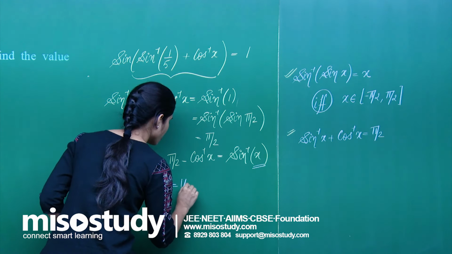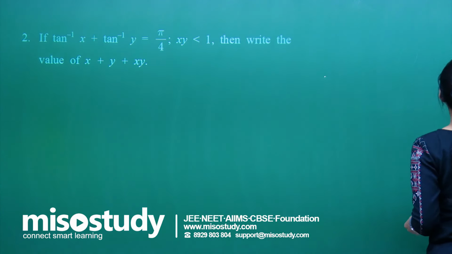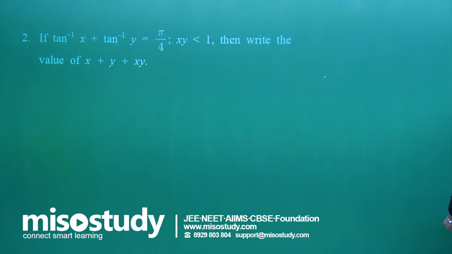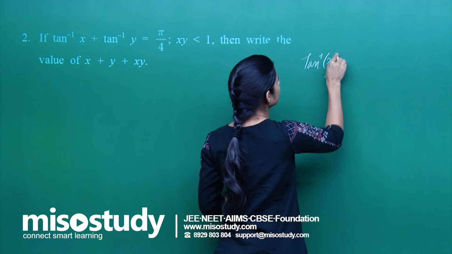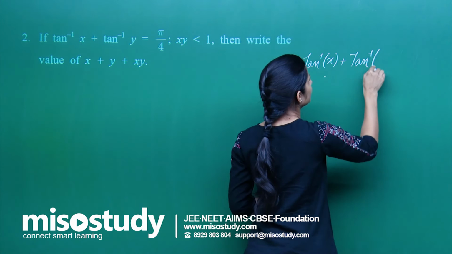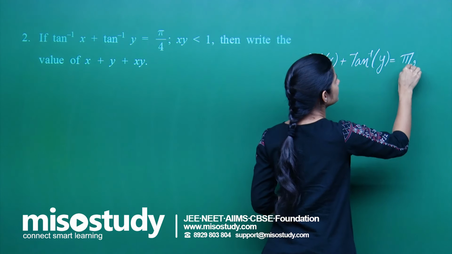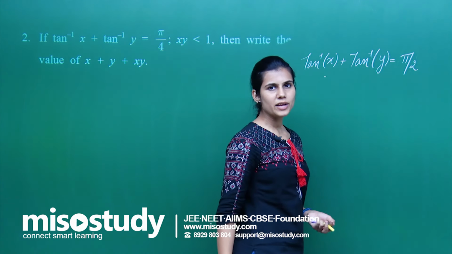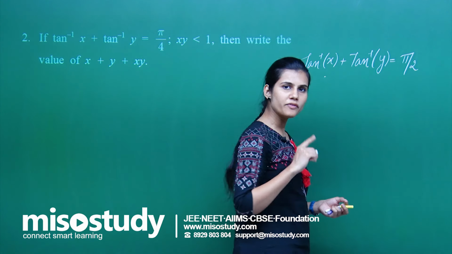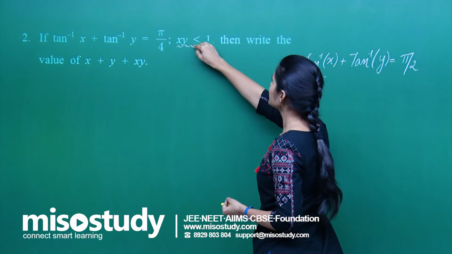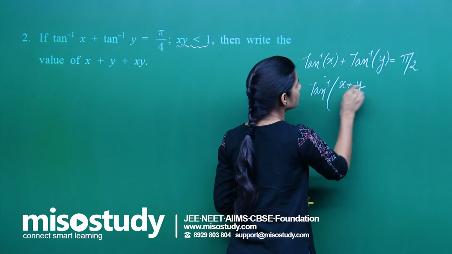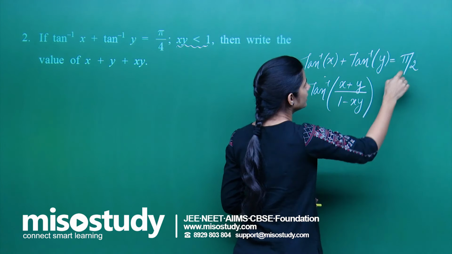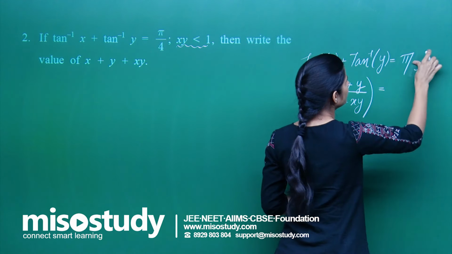Second says if tan inverse x plus tan inverse y is pi by 4 and xy is given to you as less than 1, write the value of x plus y plus xy. Okay. So you are given that tan inverse x plus tan inverse y is pi by 4. Now obvious step next is to apply the formula of tan inverse x plus tan inverse y, but for that we need the condition of x into y. It is given to me that x into y is less than 1, so clearly I will be applying what? Tan inverse x plus tan inverse y is tan inverse x plus y upon 1 minus xy. This is equal to pi by 4.